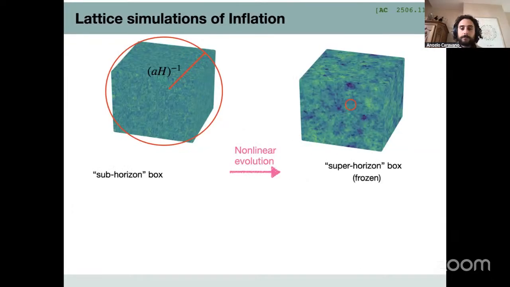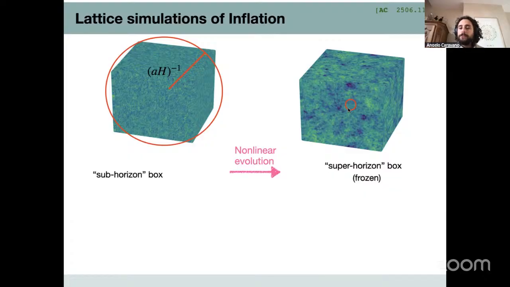Okay, now the way it works is that you take these initial conditions and you evolve until this box has become super horizon. We're working in comoving coordinates, so that actually the box is not expanding, but it's space itself that is shrinking. So the horizon is going to be smaller at the end of the simulation, and we're going to end up with a super horizon box.